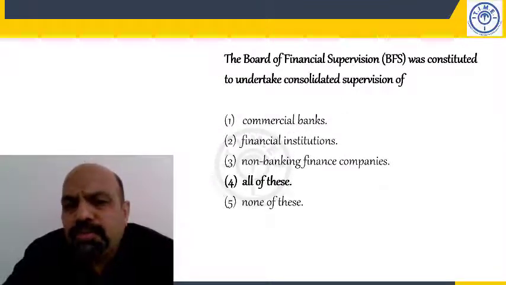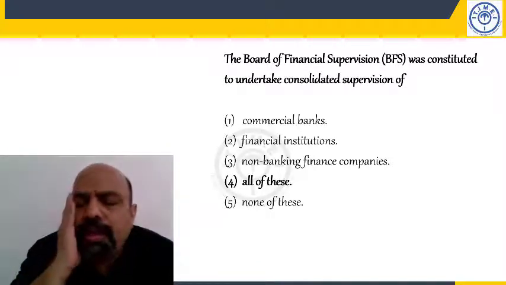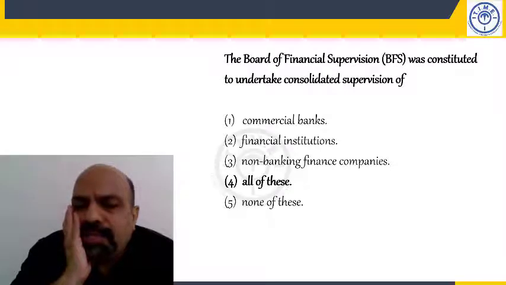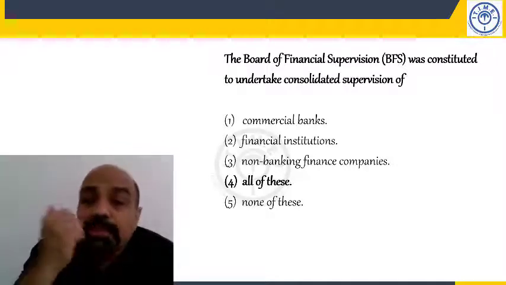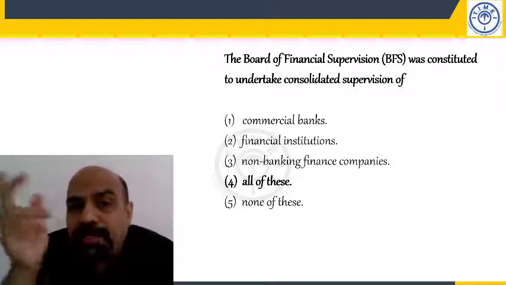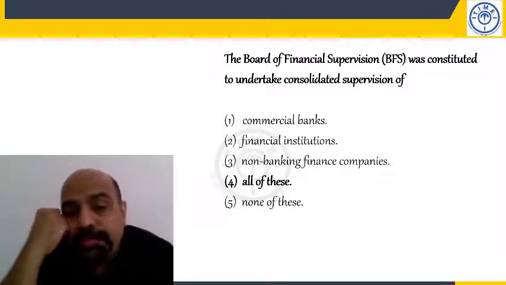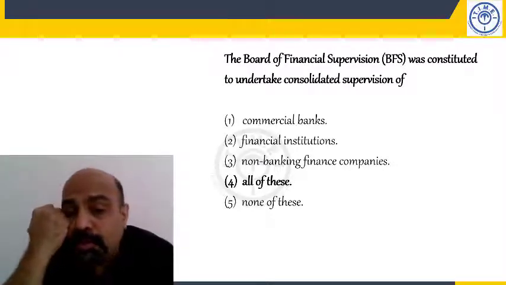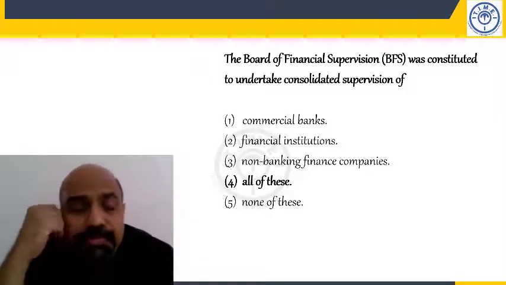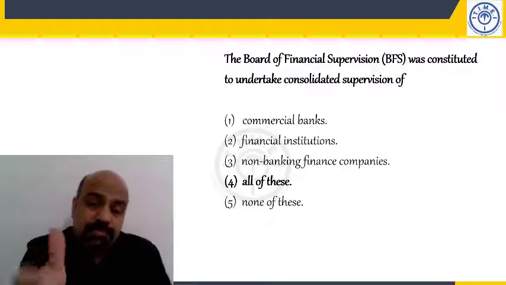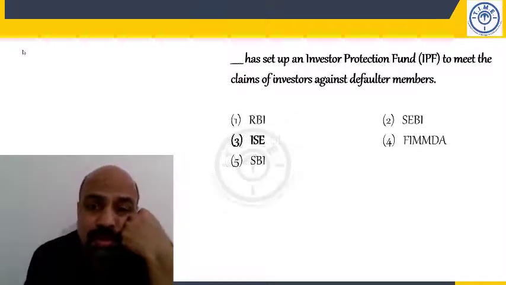The Board for Financial Supervision was constituted to undertake consolidated supervision of the financial sector by the RBI. This is the BFS. So all of these, NBFCs and financial institutions like LIC, a domestic financial institution, though an insurance company, it's an FI also. Commercial banks like ICICI Bank, State Bank of India, and non-banking finance companies, plenty of them in the market. IL&FS was one major NBFC. So for this overall supervision, they started this board so that things don't go bad for investors, actually depositors.